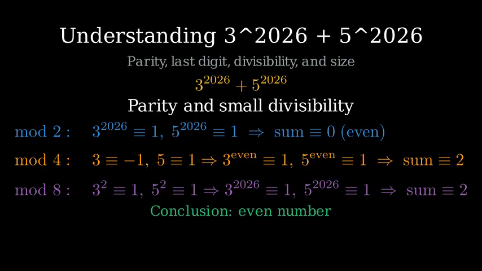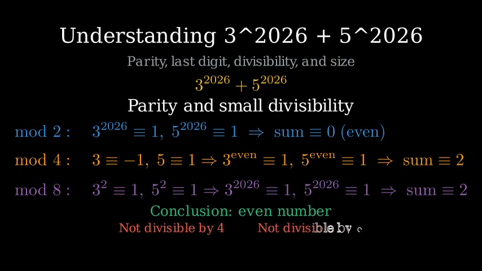We check remainders. Modulo 4, 3 behaves like -1, and 5 behaves like +1. With an even exponent, -1 squared many times becomes 1, and 1 to any power is 1. So each term is 1 modulo 4, and the sum is 2 modulo 4. That means it is not divisible by 4.